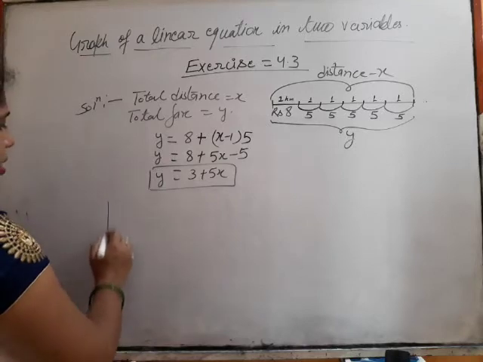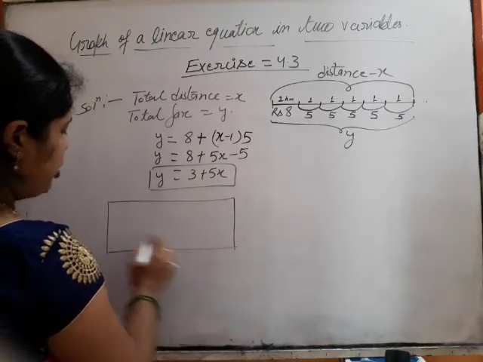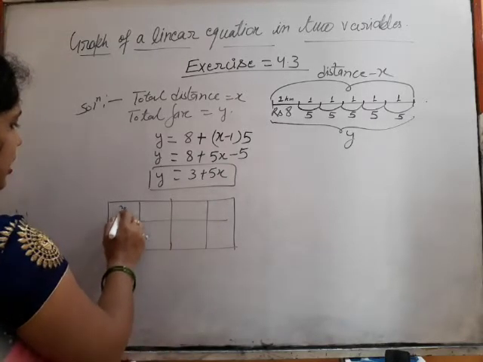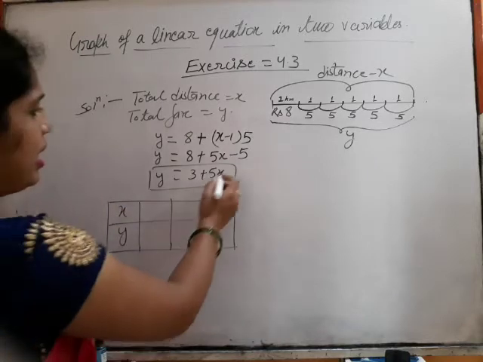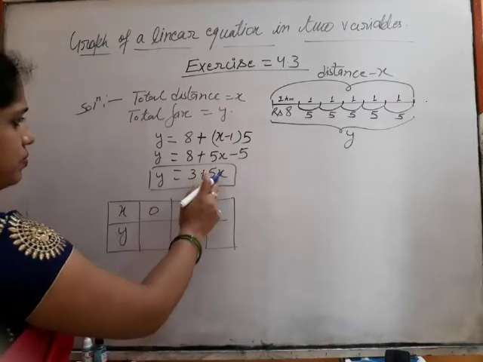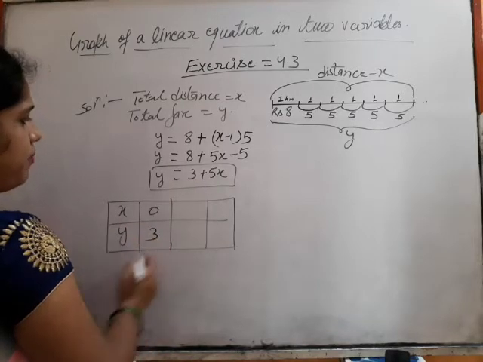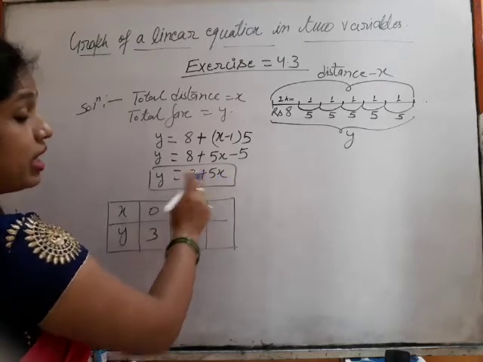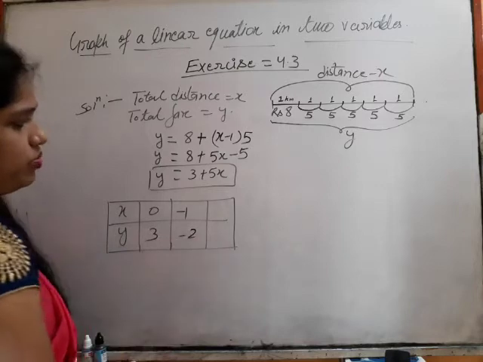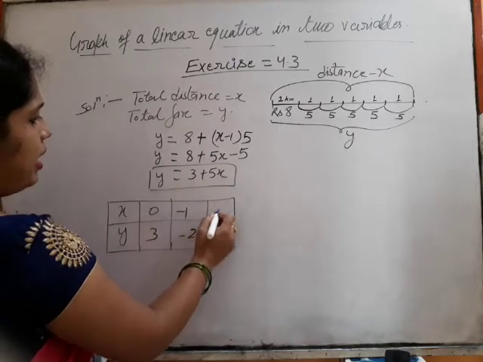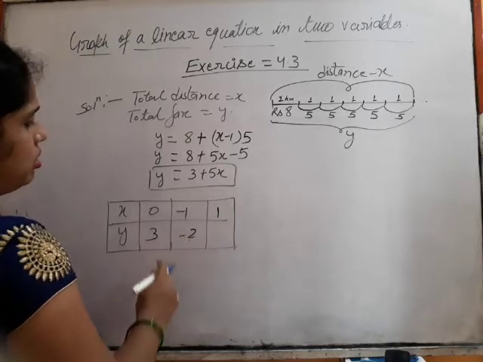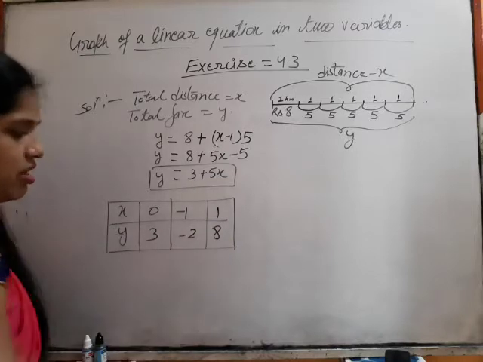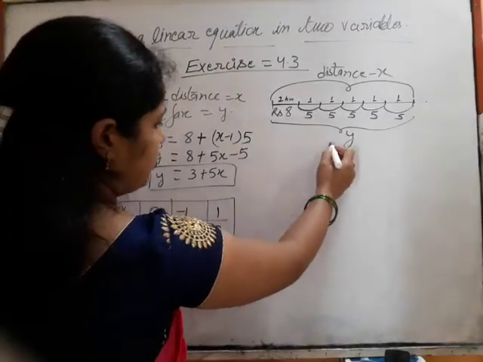Okay. Now let us get the table which we will need to plot the graph. Here we will get the value of x and here y. Okay. Let us put the value of x as 0. So the value of y will be 3. Value of x is minus 1. 5 into minus 1 is minus 5, 3 minus 5, minus 2. And again, if we take 1, 5 into 1, 5, then 5 plus 3, 8. Now let us plot the graph.